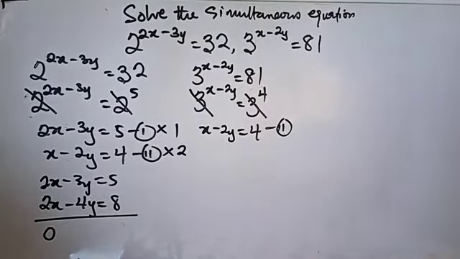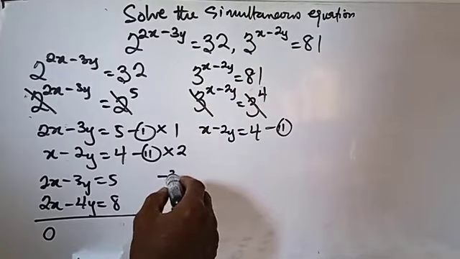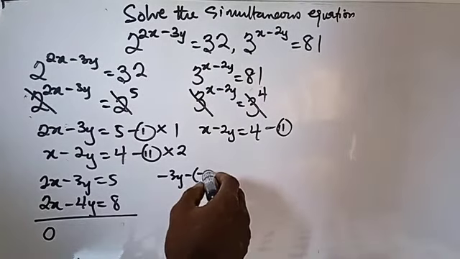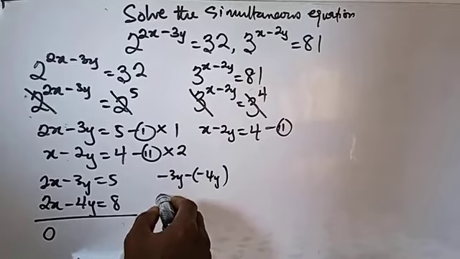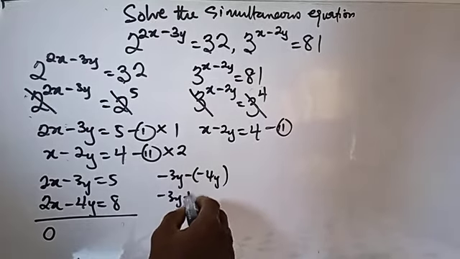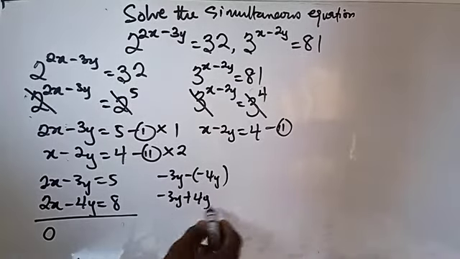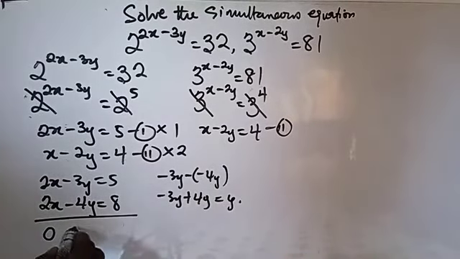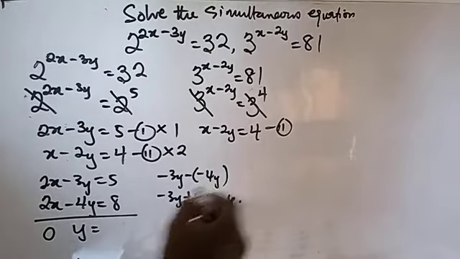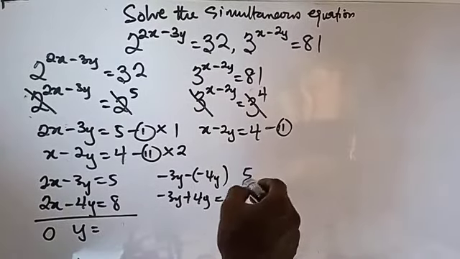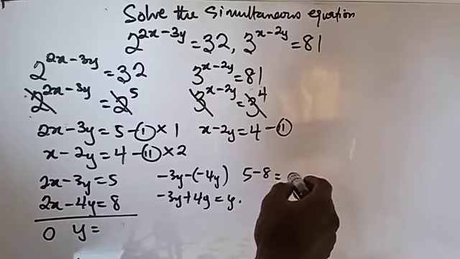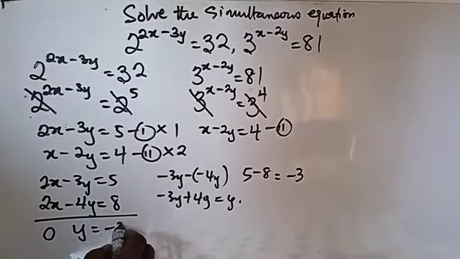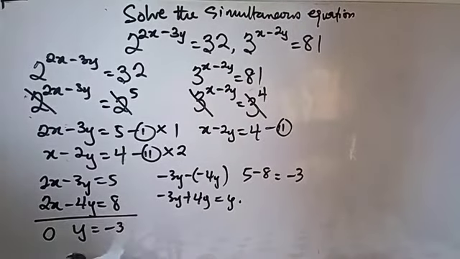Now in a nutshell, let me just simplify it here for you. This is minus 3y minus 4y, which will now give us minus 3y plus 4y, and minus 3y plus 4y will give us what? y. So as such, y equals 5 minus 8, which is what? Minus 3. By virtue of this calculation, y equals minus 3.